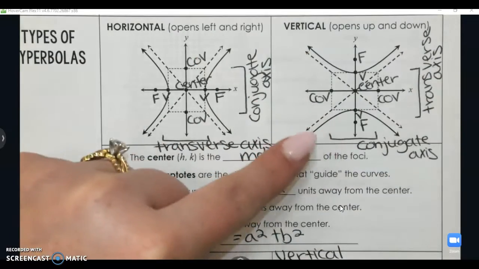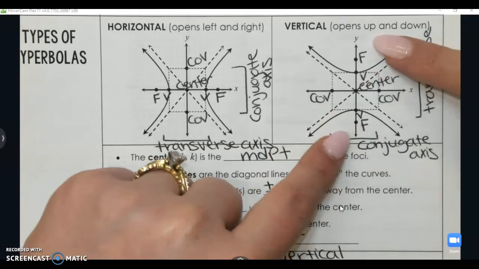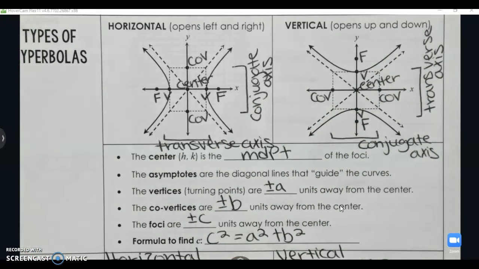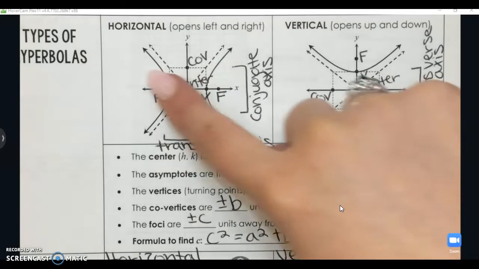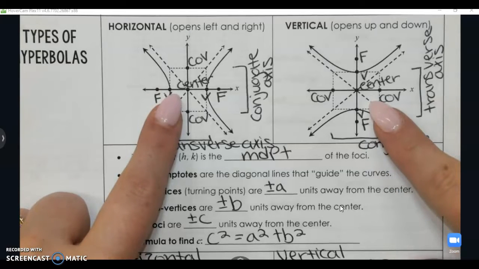And then a vertical hyperbola is the opposite. We still have our center, our vertices and foci are vertical, and our co-vertices are horizontal. Now, a couple new things we have. You see these dashed diagonal lines here? Those are slant asymptotes. That is how we guide the curve, so it's getting really close but never touching. So we have those in both our horizontal and vertical.